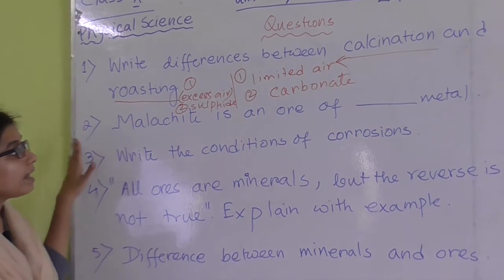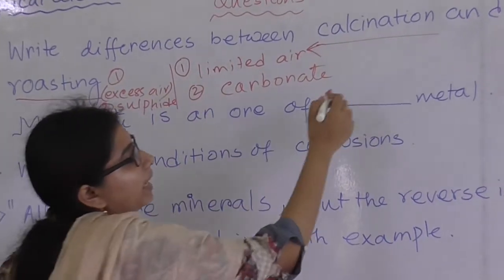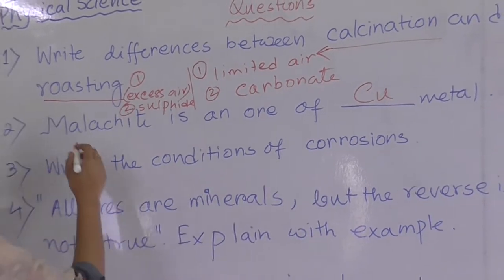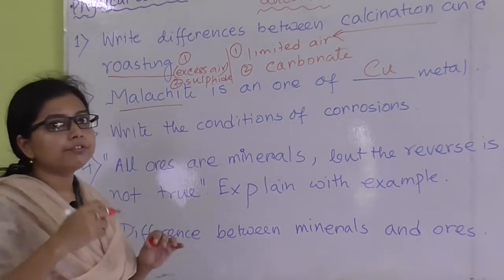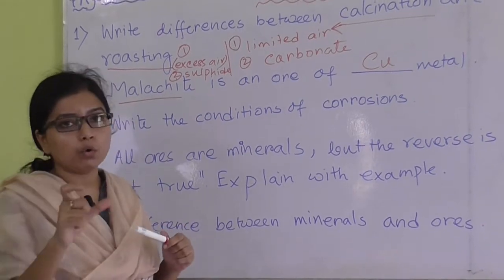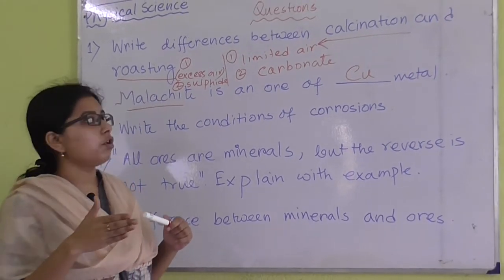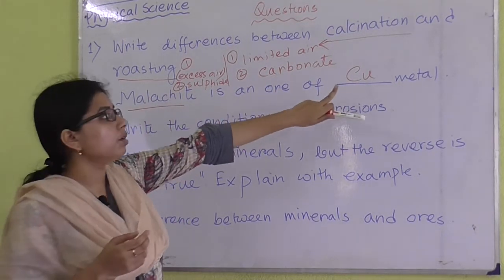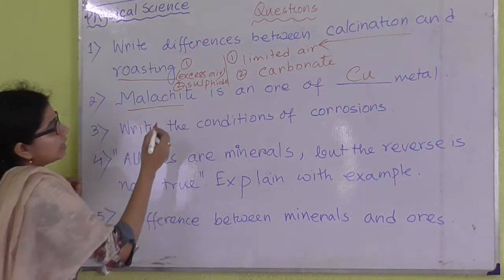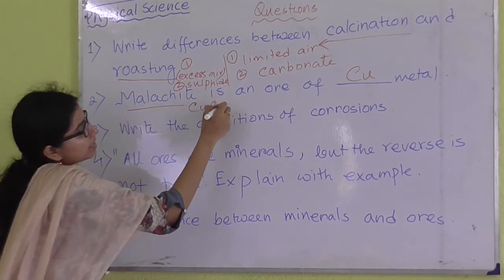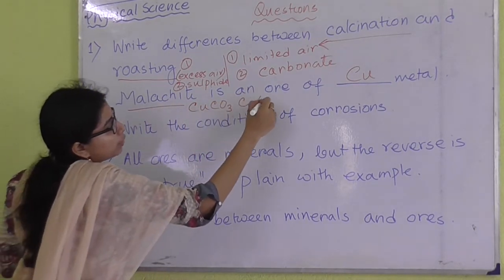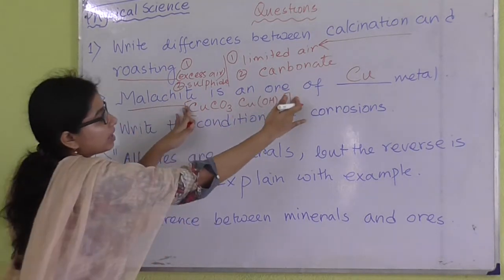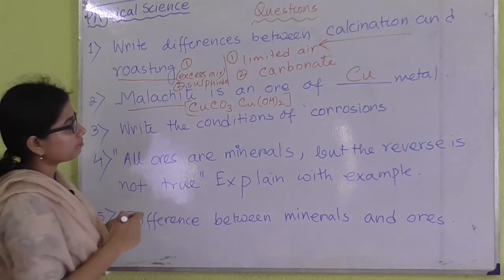Next question is, malachite is an ore of which metal? Malachite is an ore of copper. Okay, I told that we have to read the name of the ore as well as their chemical formula. So, malachite is the name of the ore of copper, and the chemical formula is CuCO3.Cu(OH)2. Okay, this whole thing is the chemical formula of malachite.